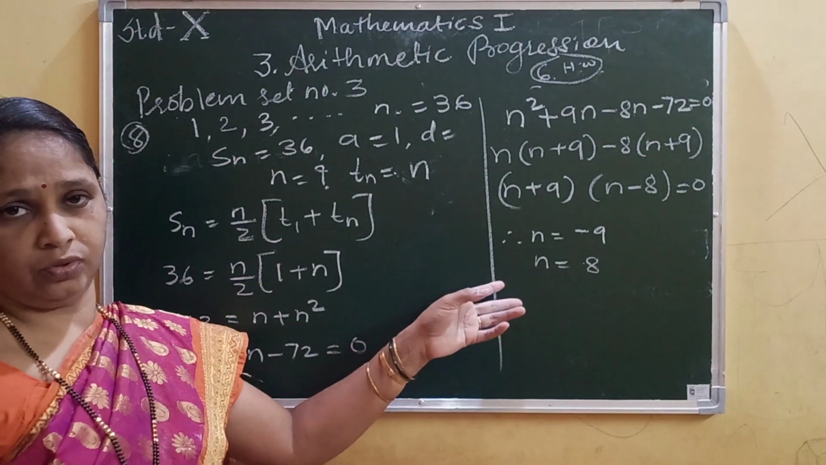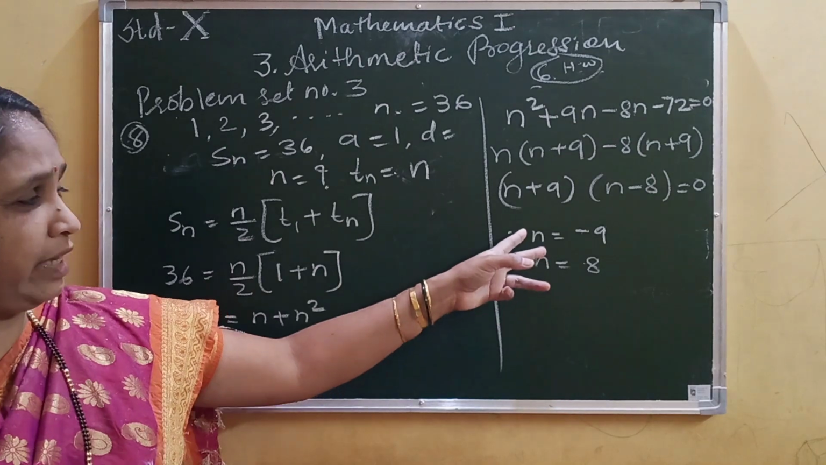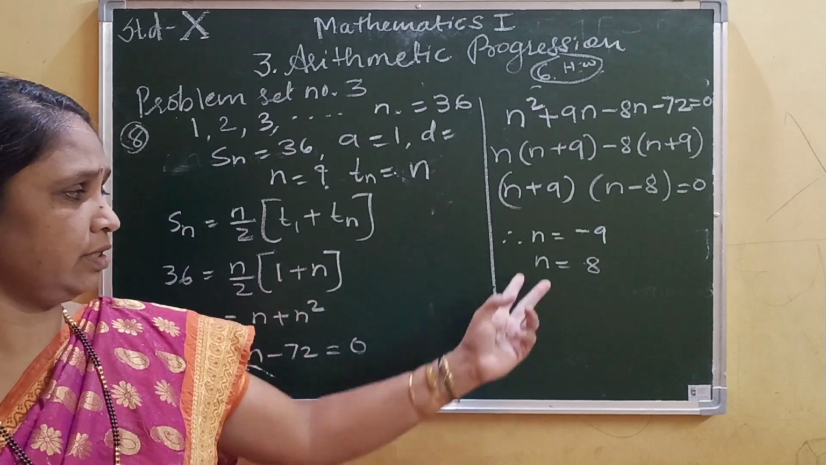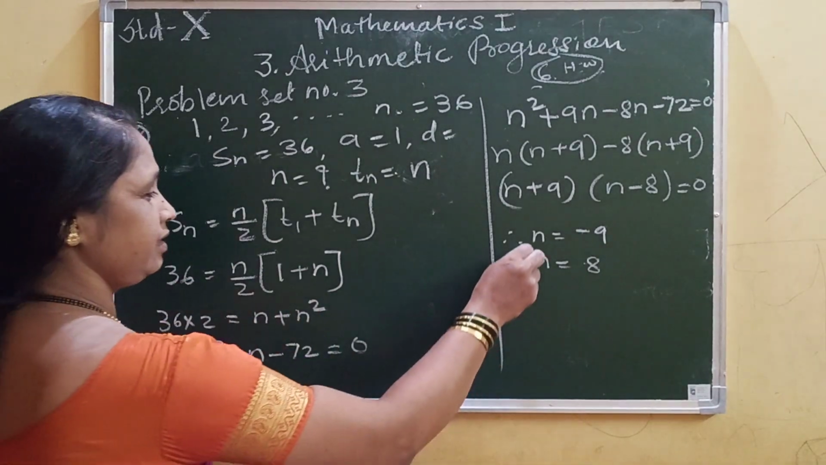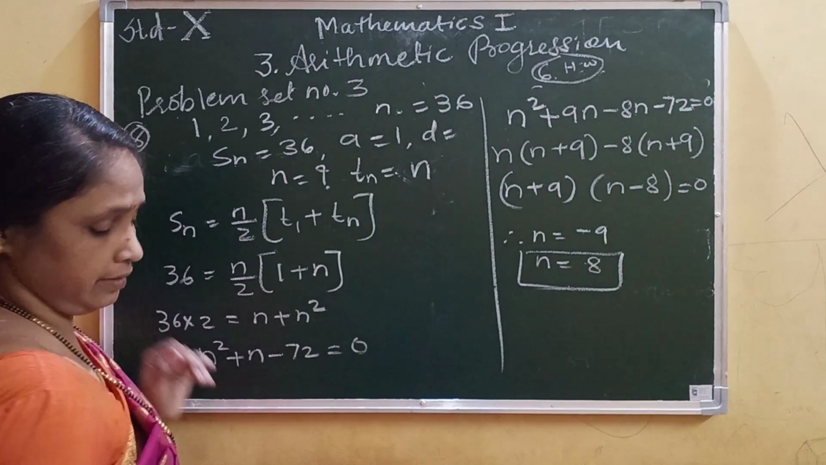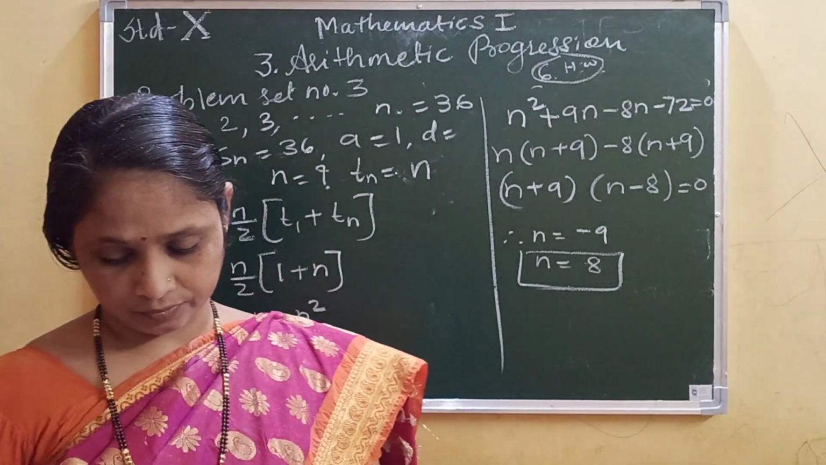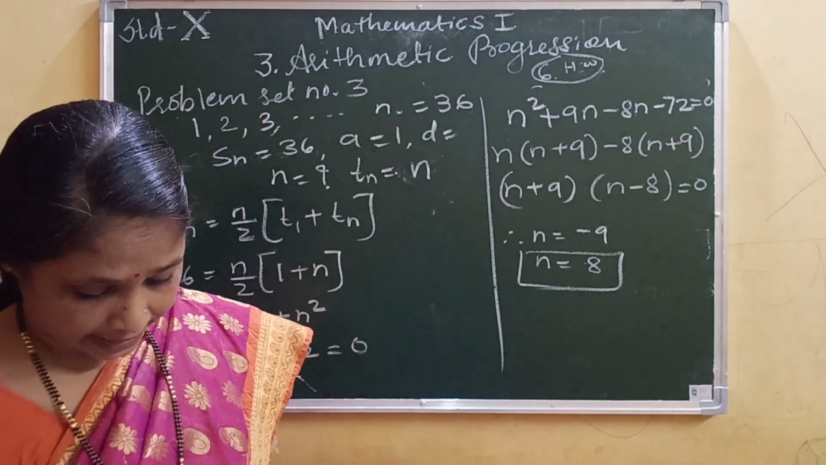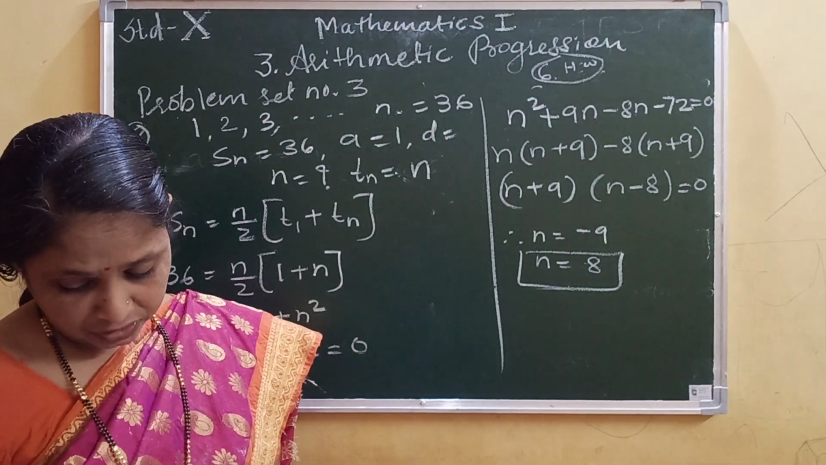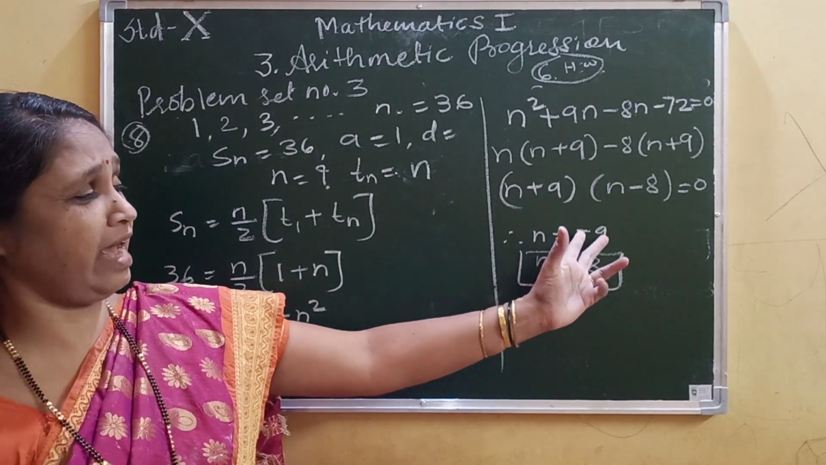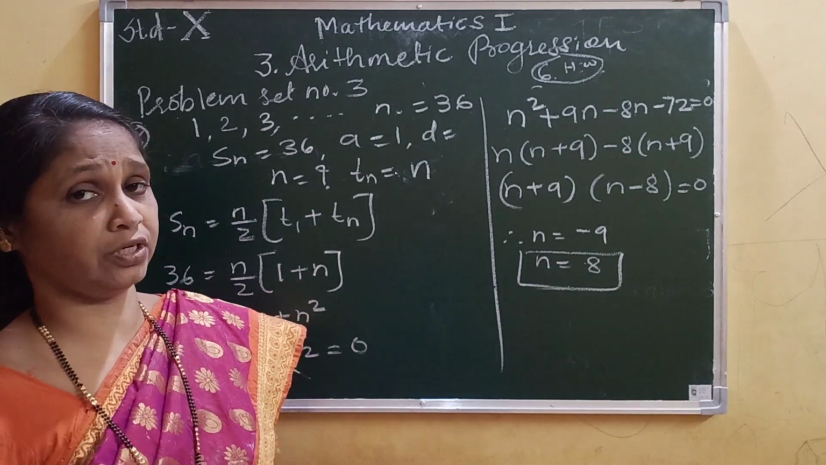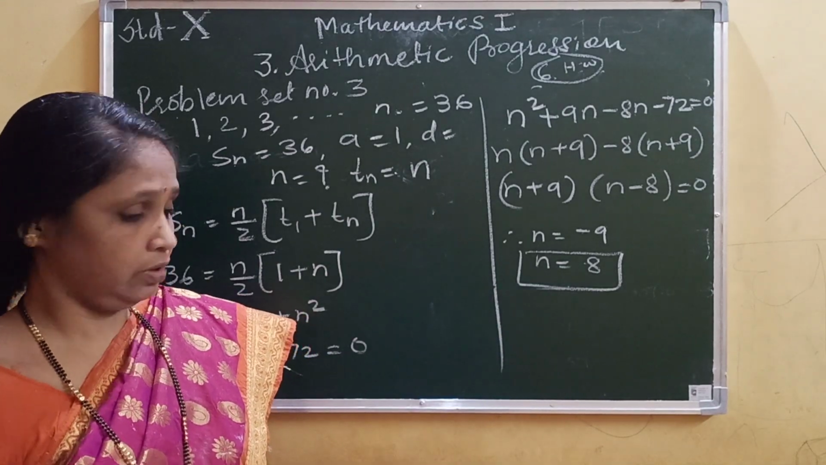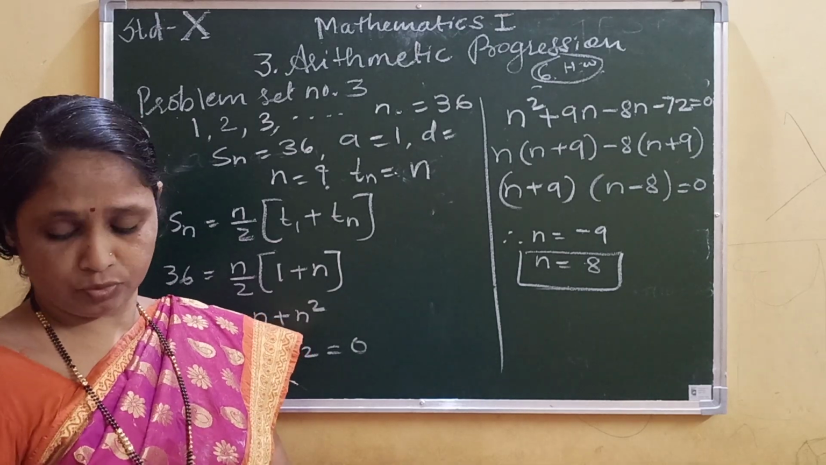Means n will have two values, minus 9 and 8, but a negative number will not be accepted. So n is equal to 8. The nth term will be n, and it is said in the question that it is a natural number. So minus 9 will not be a natural number, so n must be positive.